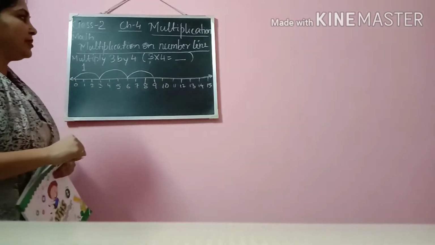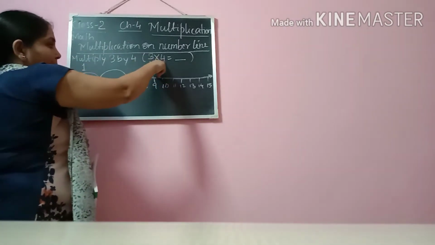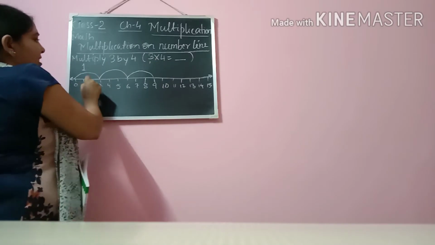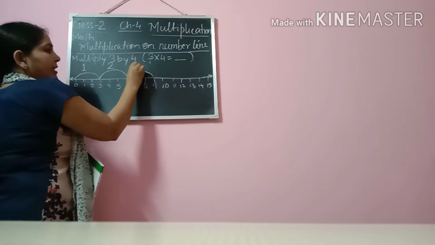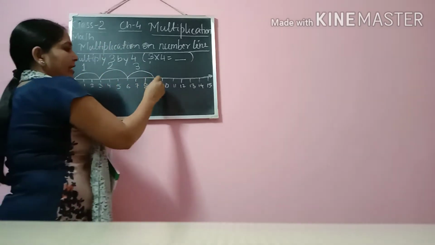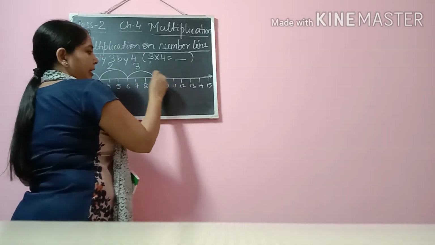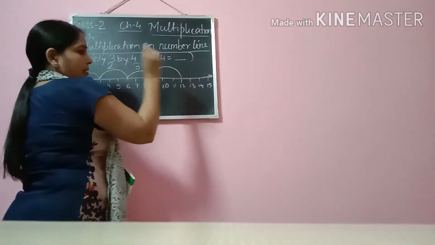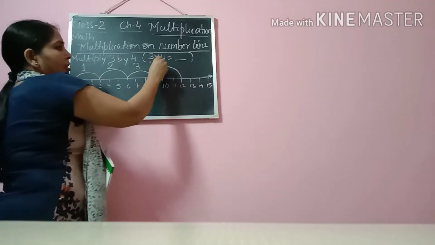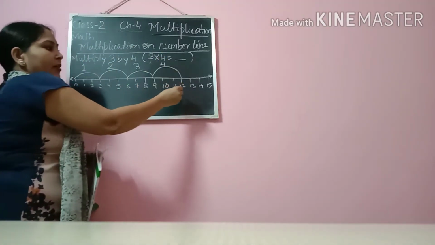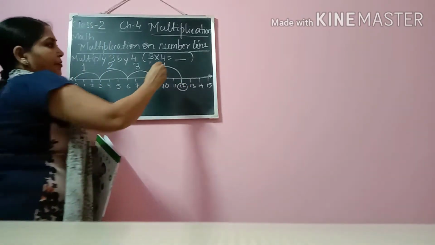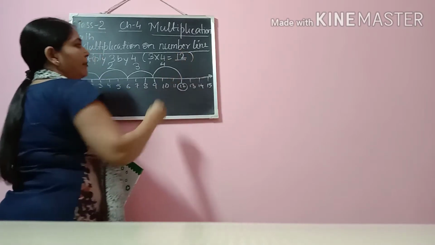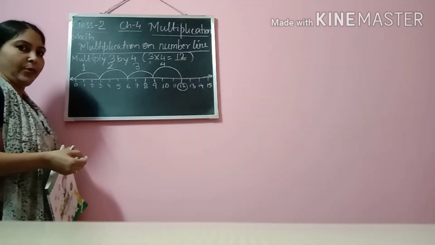And how many times do you have to skip? 4 times. This is the first time, second time, third time, and then again 1, 2, 3, the 4th time. Where have we landed? The 4th time when we land, that will be our answer. So 12. 3 multiplied by 4 is equal to 12.